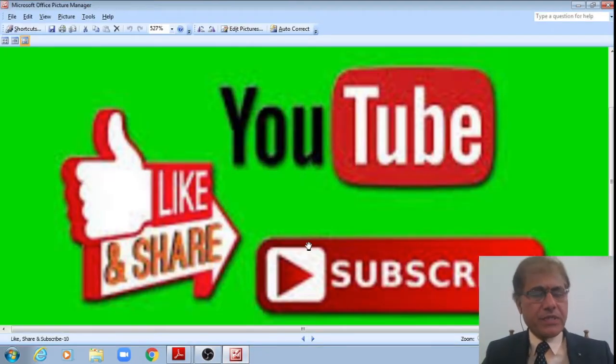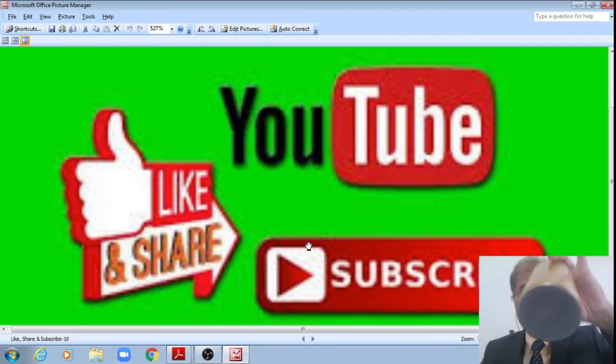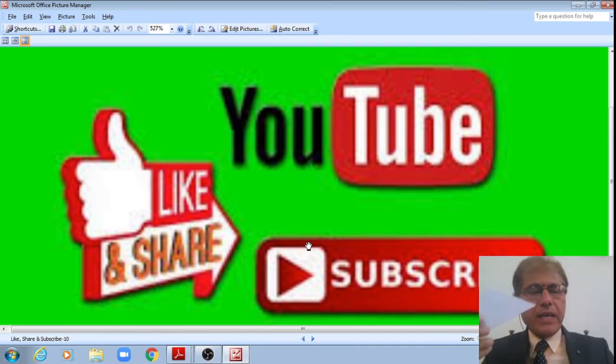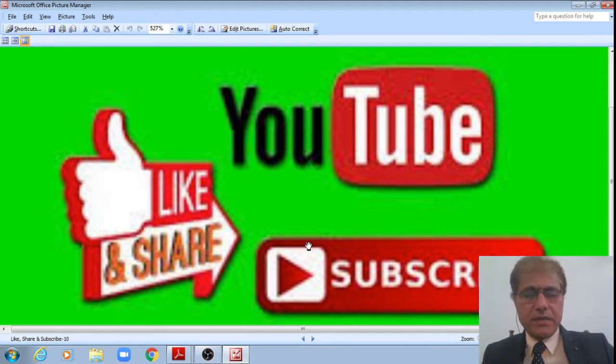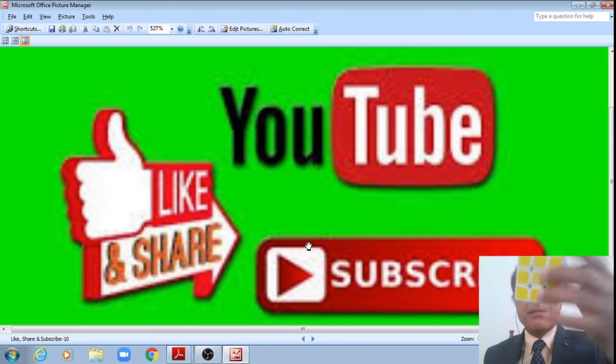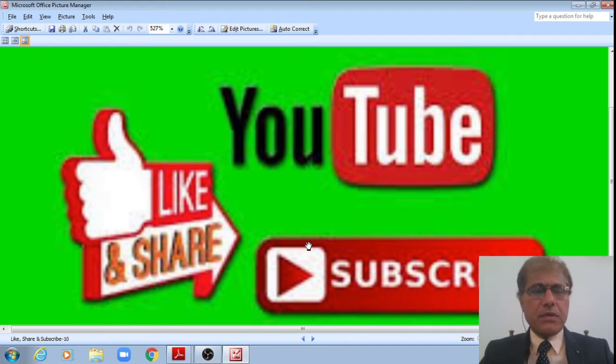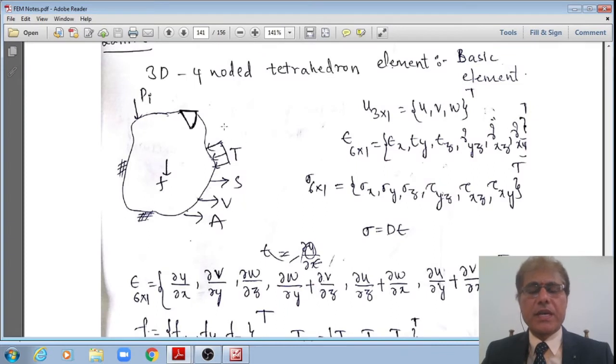In the previous class, we have seen 3D axisymmetric solids of revolution using the 2D three-noded ring element. In today's class, we shall see 3D analysis using a 3D four-noded tetrahedron element like this, or a 3D 8-noded brick element, right? Now, coming to the first discussion on the 3D 4-noded tetrahedron element, students, this is a basic element because we have only four nodes, right?